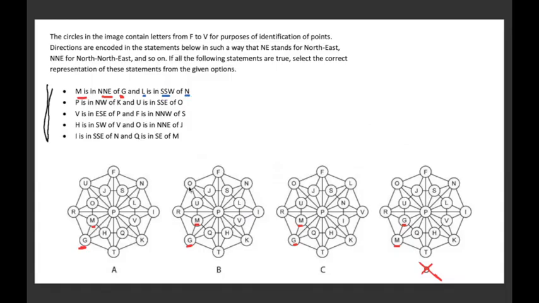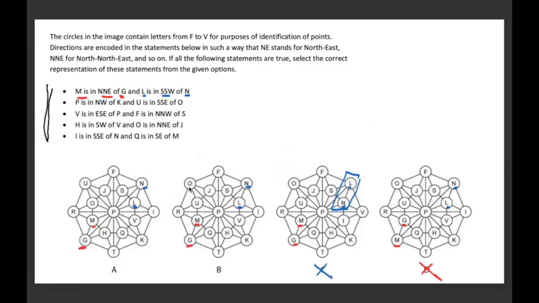L is south, southwest. L and N happen here, and L and N happen here. So, what is different between A, B, and C is this option, where the orientation is changed. What you're given is L is towards the south, southwest of N. Here with reference to N, L is towards the north, so C is wrong because of this part.